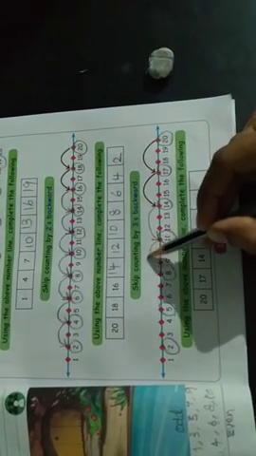Okay? The number jump from 20 to 17, 17 to 14, 14 to 11, 11 to 8, 8 to 5, 5 to 2. Okay? Skip counting by 3. Now write the number: 20, 17, 14, 11, 8, 5, 2. Understand? Now take the next page, 34.